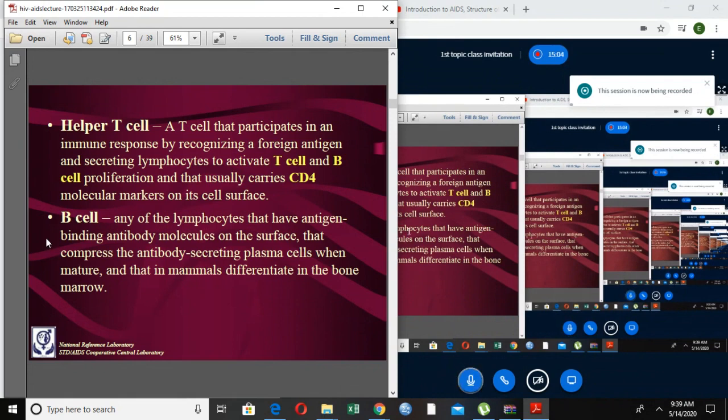Once these B cells are activated, they will proliferate, they will multiply. So they will become many, and once they become many, they activate another type of cell called plasma cell. This plasma cell produces antibodies, and these antibodies will work against the antigens.